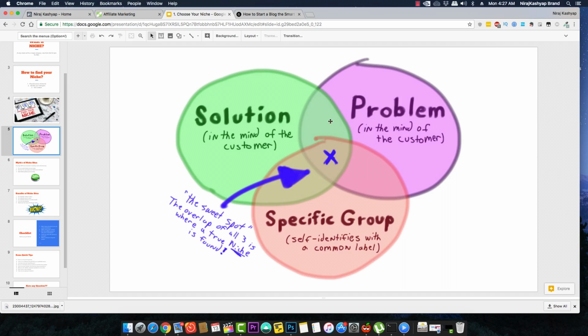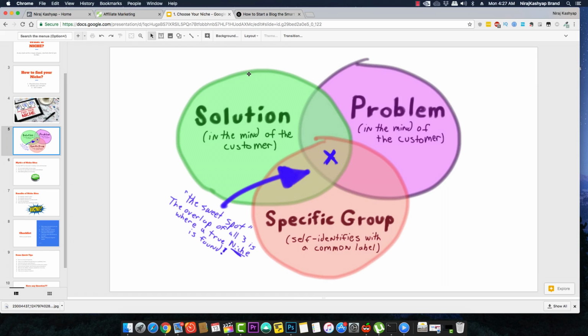Always in the clockwise direction, guys. So what is this specific group? What I mean is, how many people are there who are facing the same problem, like they are fat, they are going to the gym, they are on a diet, but still they are not losing their weight? Is there a specific group? Is there somewhere I can find them? So that's the second thing that you should look for. The third is the solution.